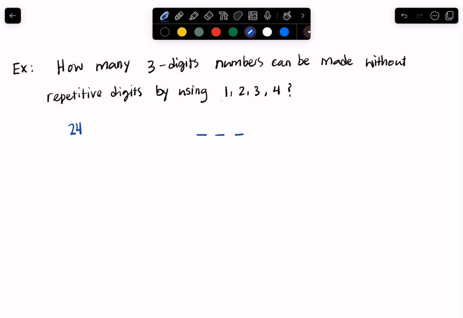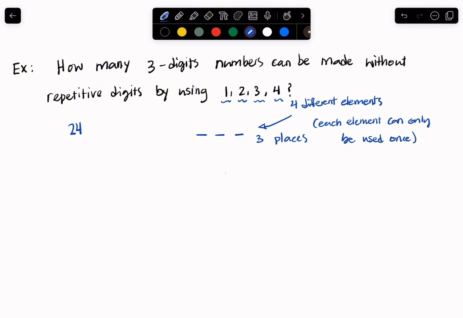Now, I have 3 places, and I have 4 different elements, which are 4 different numbers for the 3 places. And each number here will only be used once. So, we know that the answer will just be 4P3, which you can see here, 4 is the number of different elements, and 3 is how many places I have. To calculate the value of this, we just simply need to use a formula we learned in the last class, which is 4 factorial over (4 minus 3) factorial. And that does give you 24 as well.